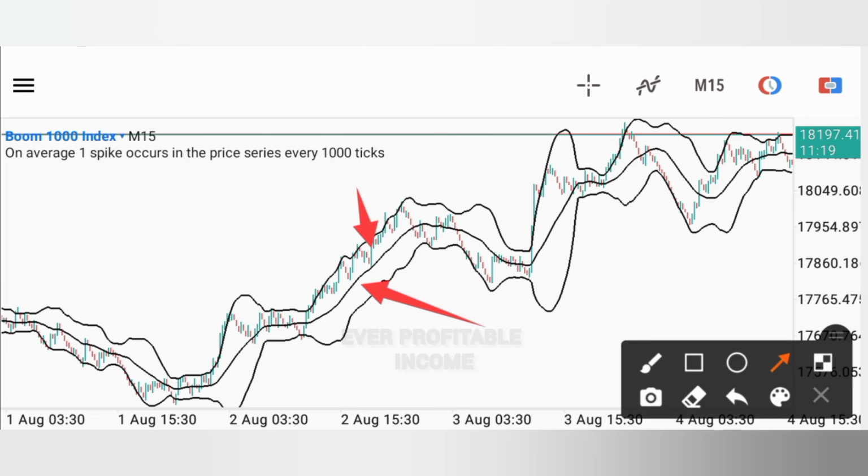The upper band is 2 standard deviations above the moving average. Now we have the lower band also. The lower band is 2 standard deviations below the moving average. So this is just a little explanation of your Bollinger Band and what it consists of.